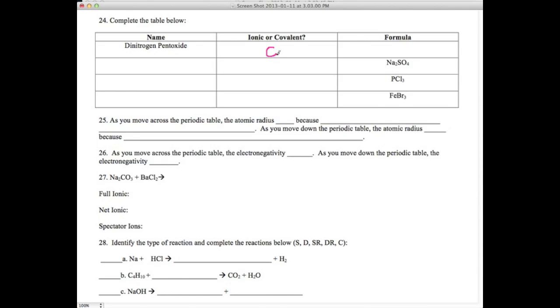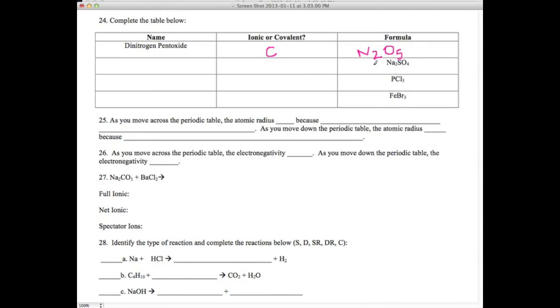Covalent is the only one that uses prefixes. When you have covalent, when you write the formula, you don't have to cross your charges because I already tell you how much of each there is. For nitrogen, N, di means 2, so there are 2 nitrogens. And for oxygen, pent means 5, so there are 5 oxygens. And you're done. No crossing of charges. Quite nice. When you're creating ionic compounds, yes, you do have to cross your charges.